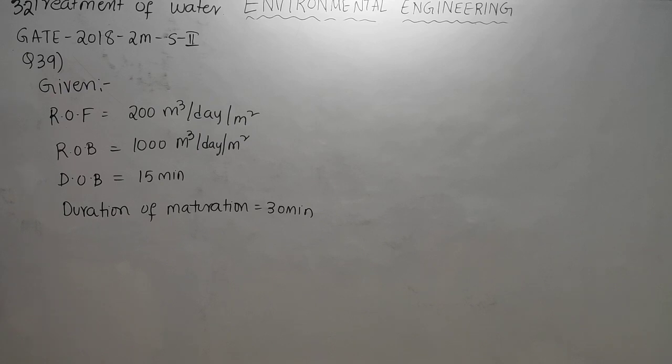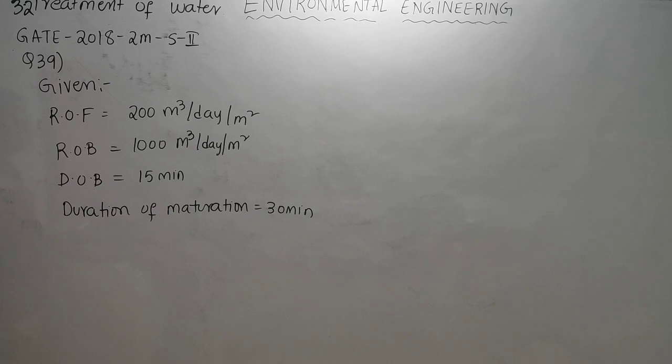It is proposed to recover the water being wasted during backwash and maturation. So what is the percentage increase in the filter water produced? Whatever water is going out as waste during these two durations, that water is also needed. If we consider that water also for filtration, then what would be the revised rate of filtration?